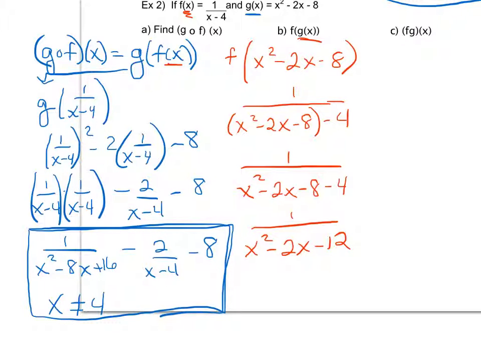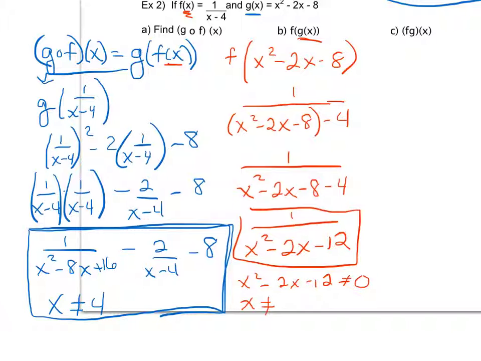I need to state my domain. So in order to state my domain, I know that I need to figure out when the bottom is 0, because x squared minus 2x minus 12 cannot equal 0. If I try to factor this, I realize it's not factorable. So I work through my quadratic formula, and I'm not going to put that in this video. I did this as a side note in my scratch work, and I get x cannot equal 1 plus or minus square root of 13.